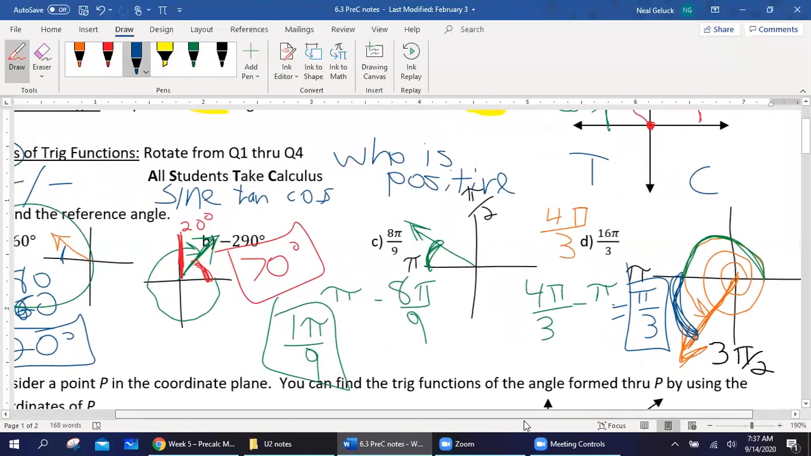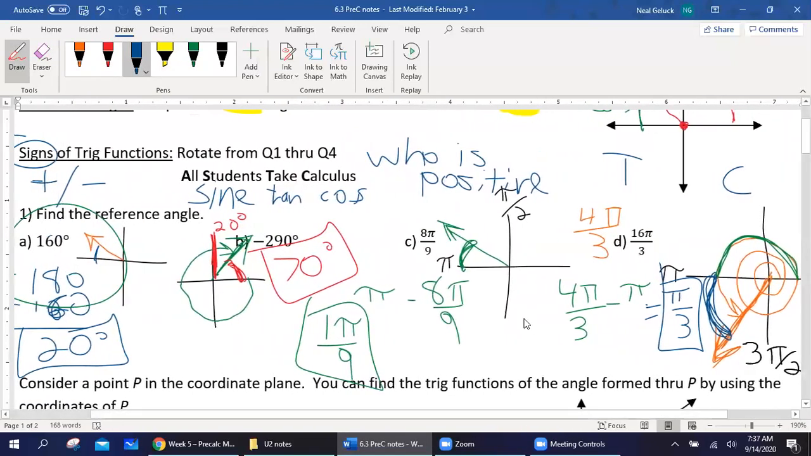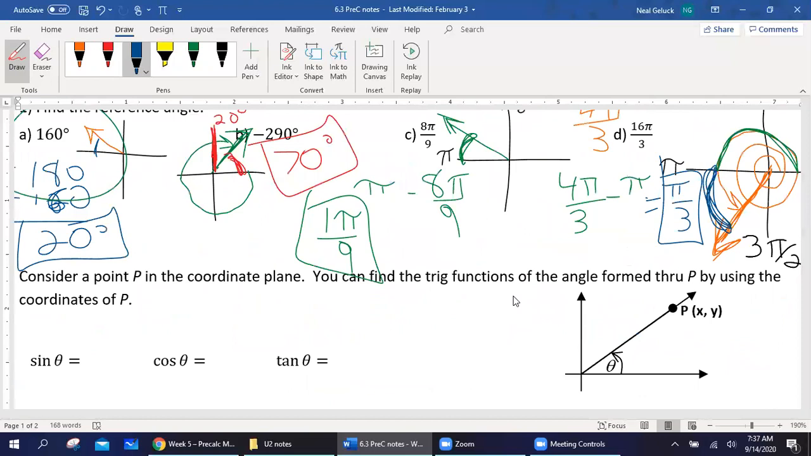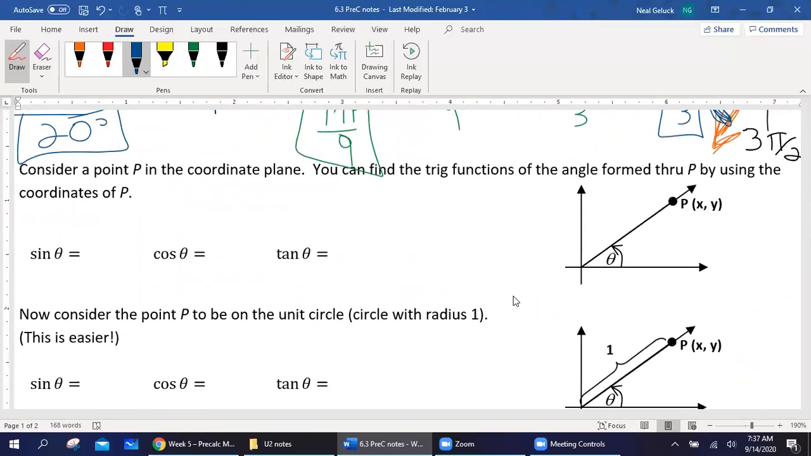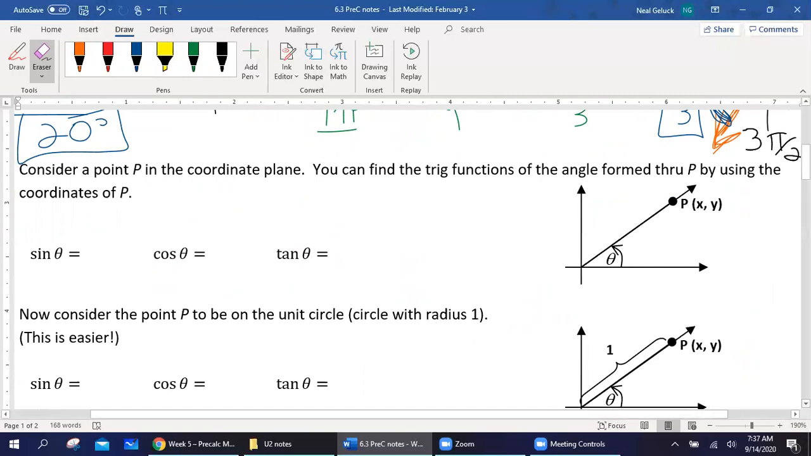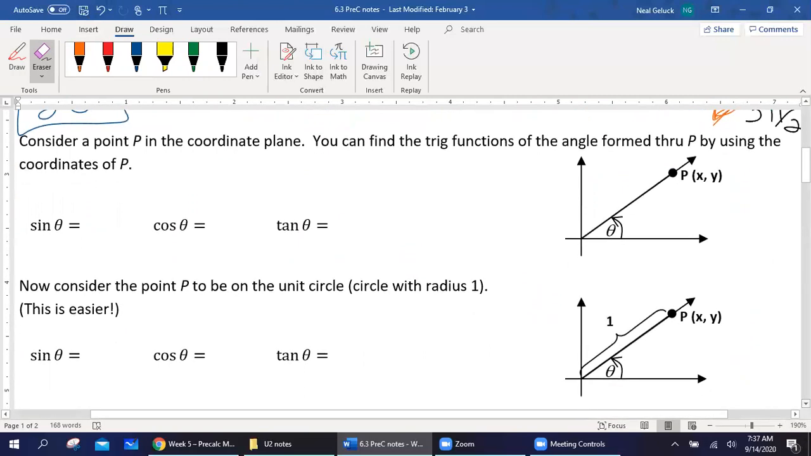So now that we have a little idea of reference angles, now we can start to build the idea of doing trig in other quadrants besides just in the first quadrant. But we're going to kind of build the idea here with these 2 examples. So these aren't actual problems, but these are building the idea of how we figure out the trig function.